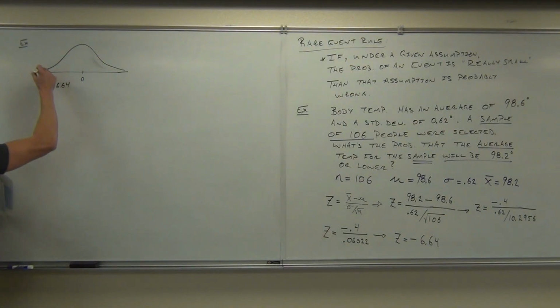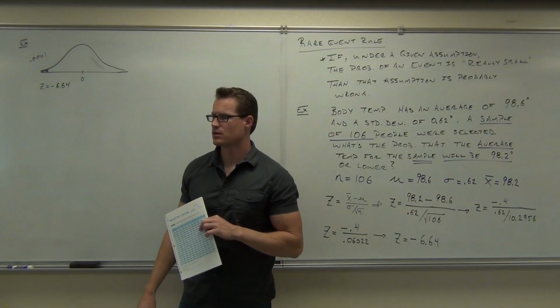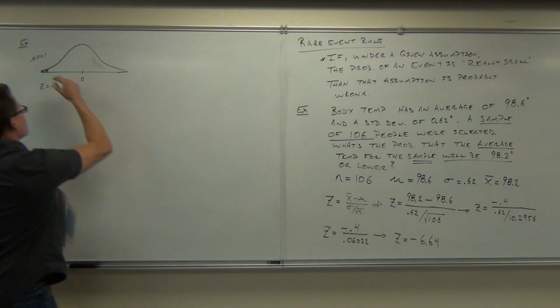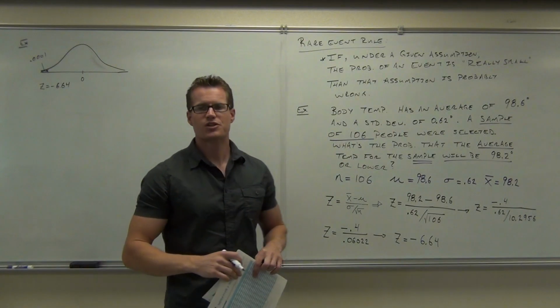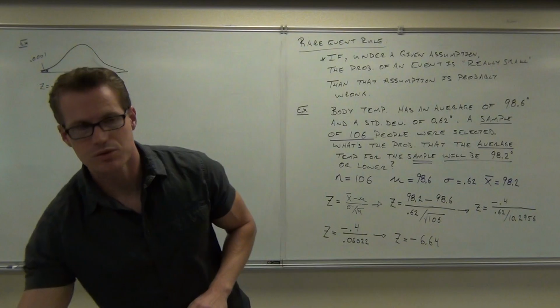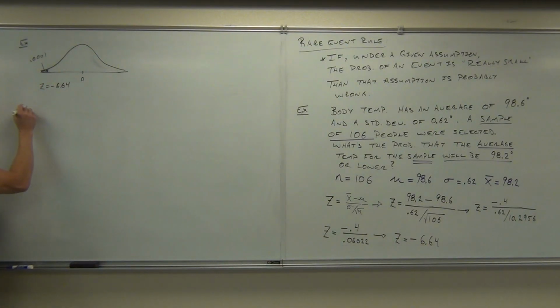By the way, if I find this area is 0.0001 like it is, do I need to subtract 1 from that for this case? No, it's giving me the area to the left, and that's what I'm looking for. So this probability is 0.0001. Someone with a calculator, look it up on your calculator. So this was from your table, you got 0.0001. How about a calculator? It's 10 zeros and then 157.